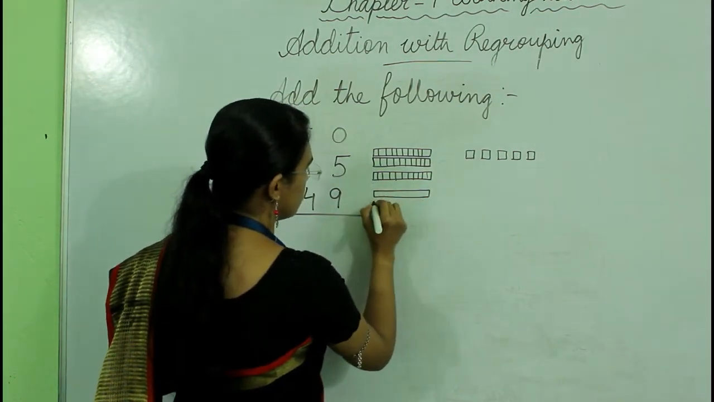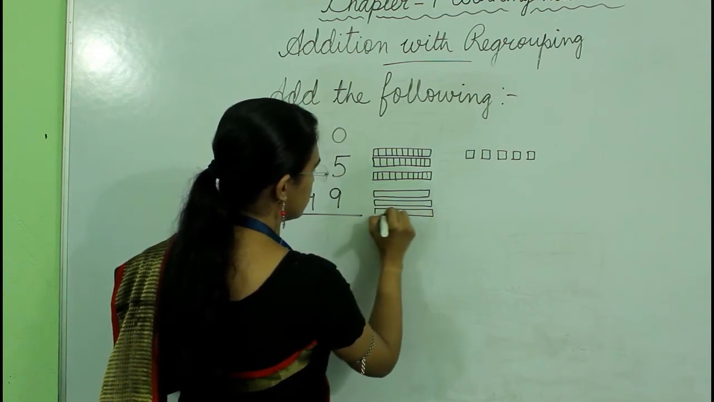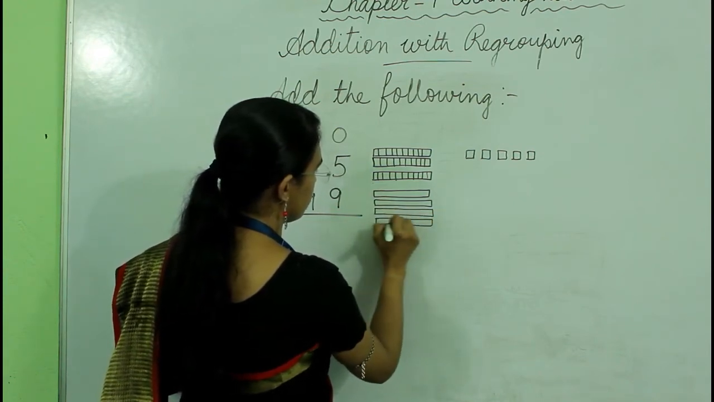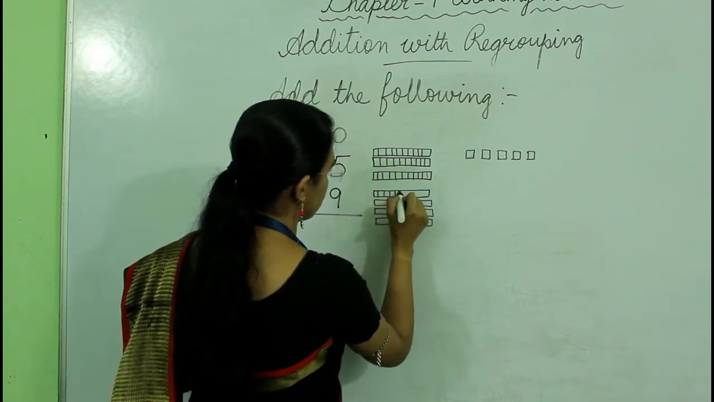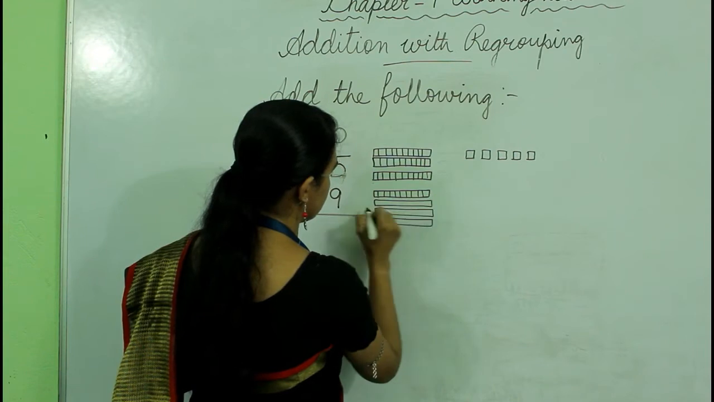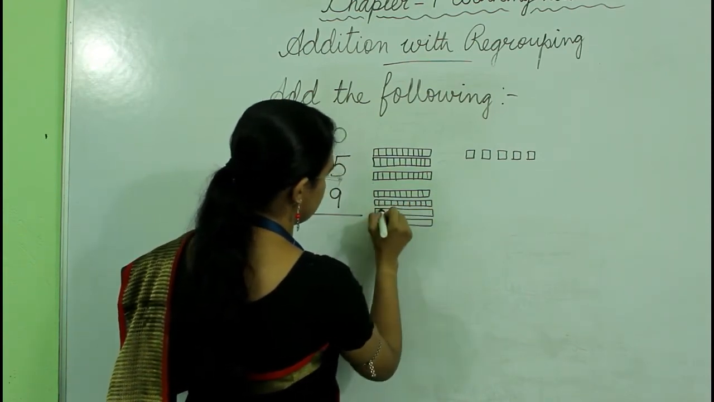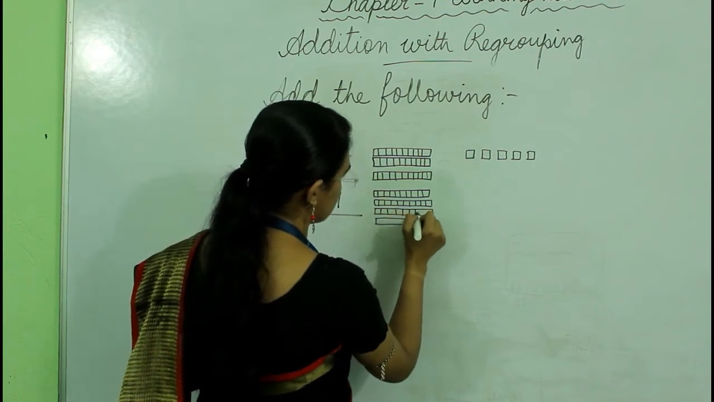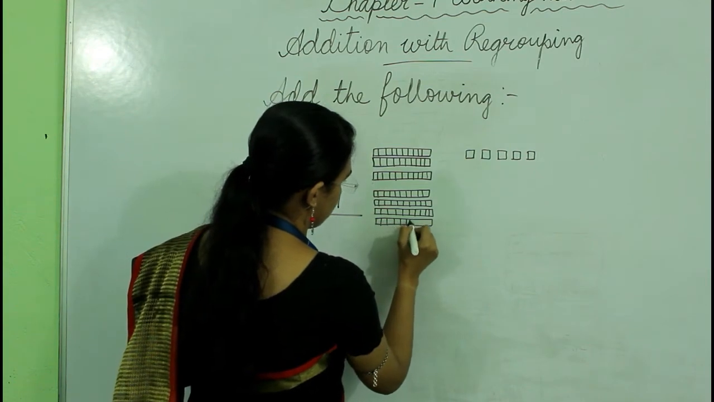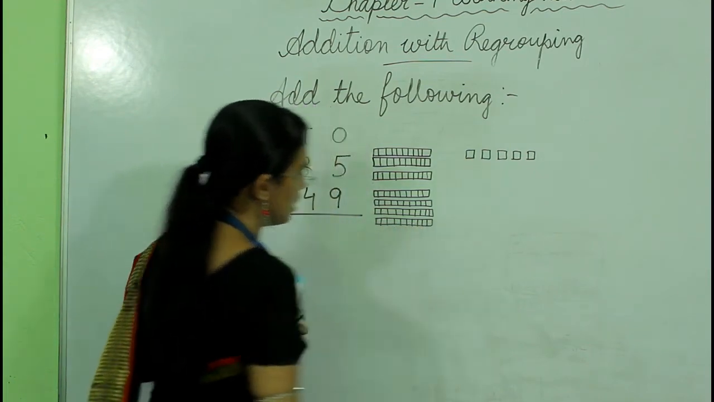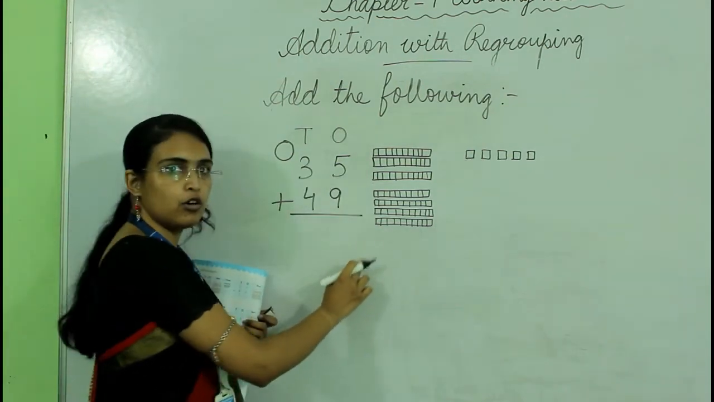1, 2, 3, 4. And each group has 10 blocks. 1, 2, 3, 4, 5, 6, 7, 8, 9, 10, for each of the four groups. And we have 4 in tens place, so we have drawn 4 groups.